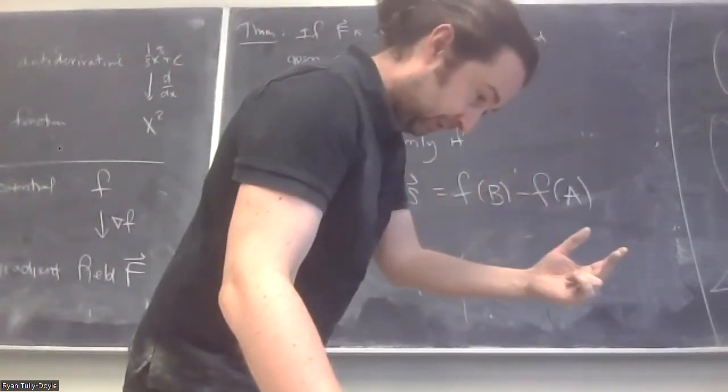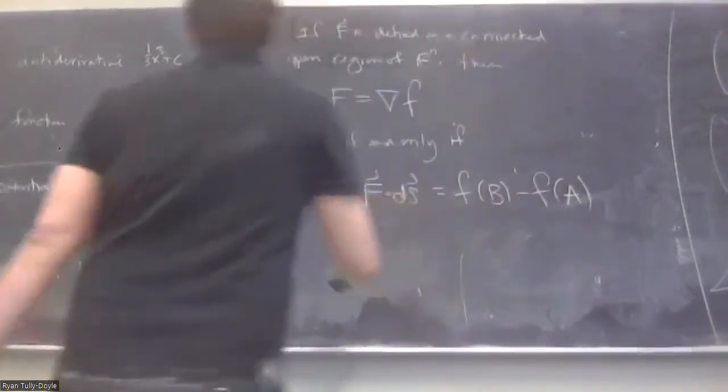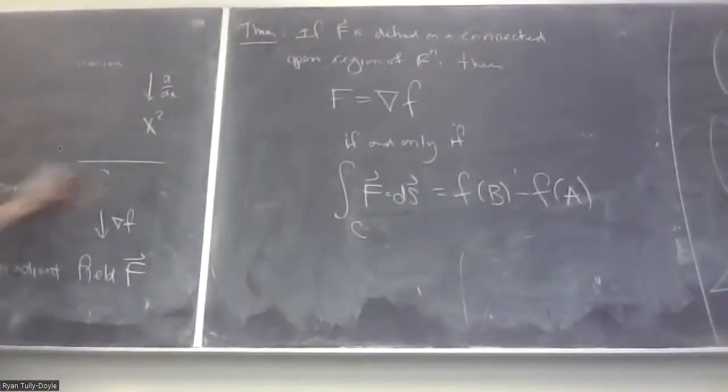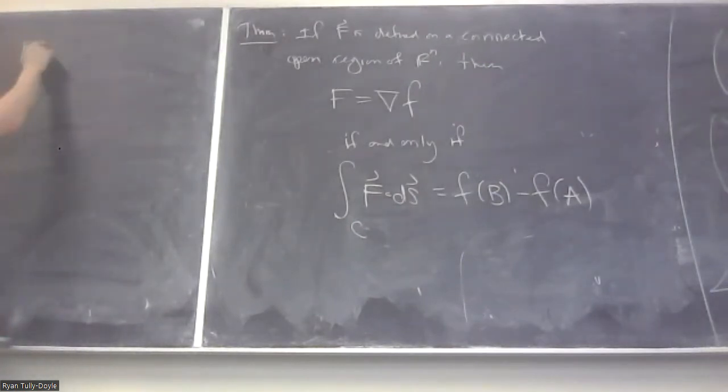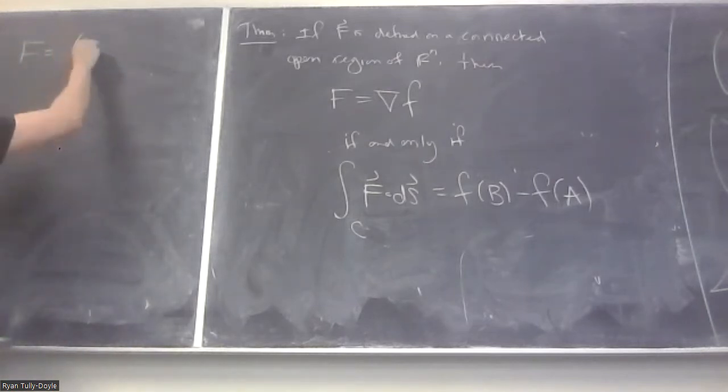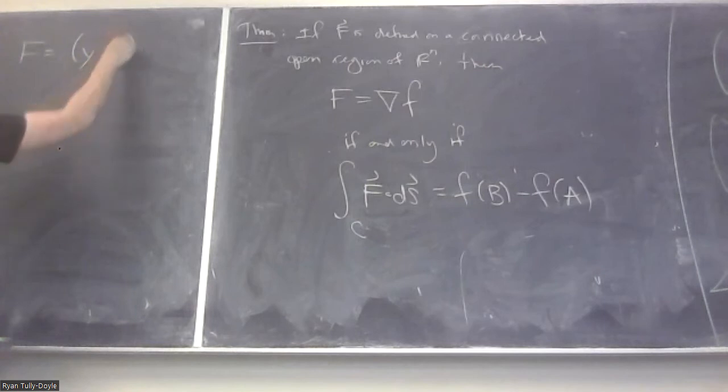So yeah, let's actually do it. How do you find it? Suppose I give you, I'm going to give you a vector field. Here's F. I don't know. How about y, x? There's a cheesy one. Okay, F is y, x.